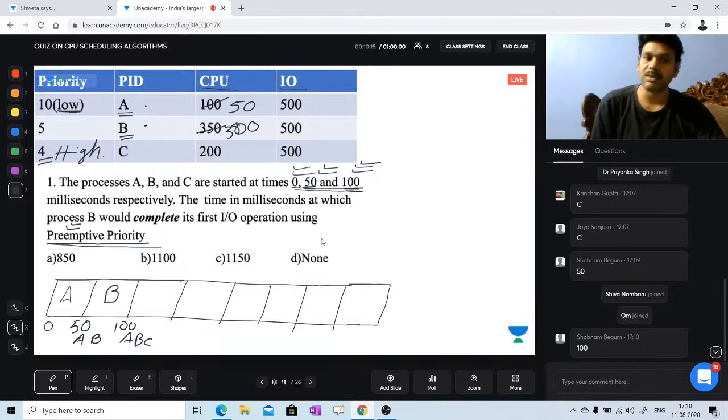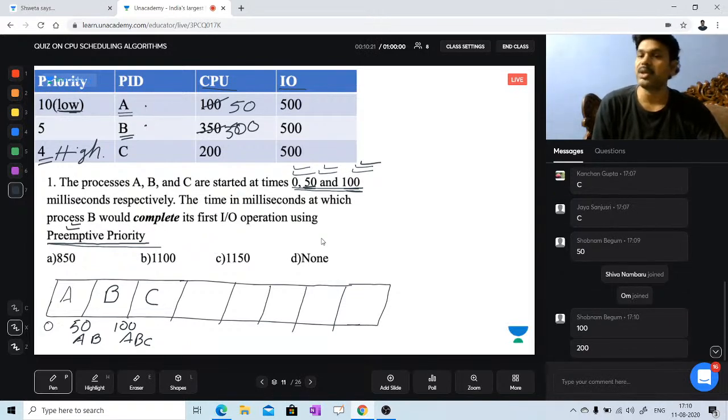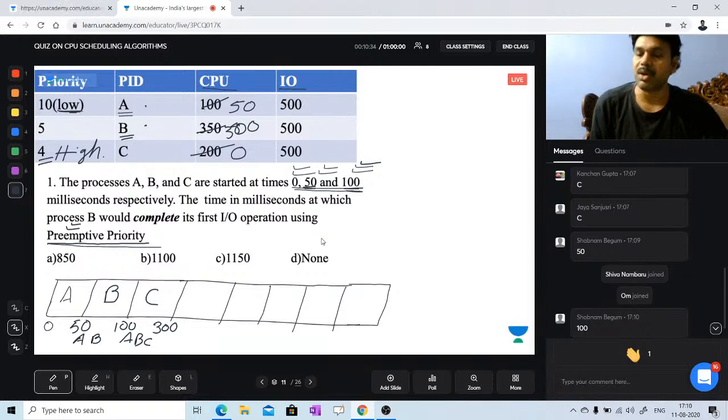How many units can C process? Only 50 units, or can I give the full 200 units, right? Because that is the higher priority, even if you compare every time, we are going to get the full. So it becomes 0. Now 100 plus 200 is 300. So up to here, all of you are perfect, no doubt, I guess.